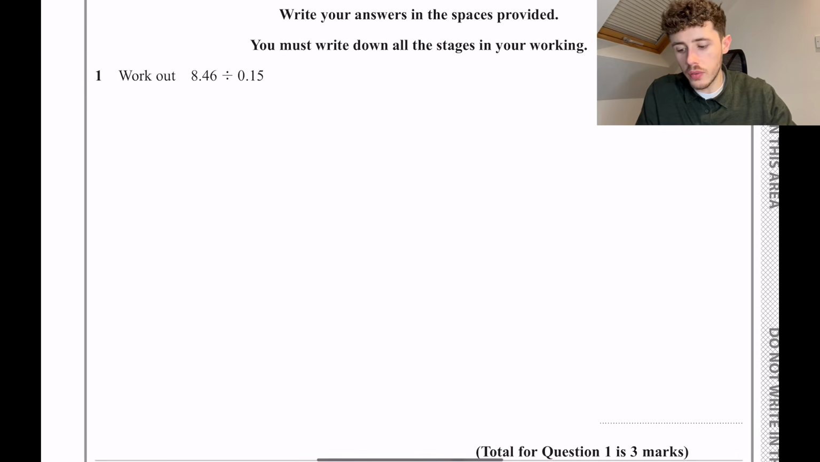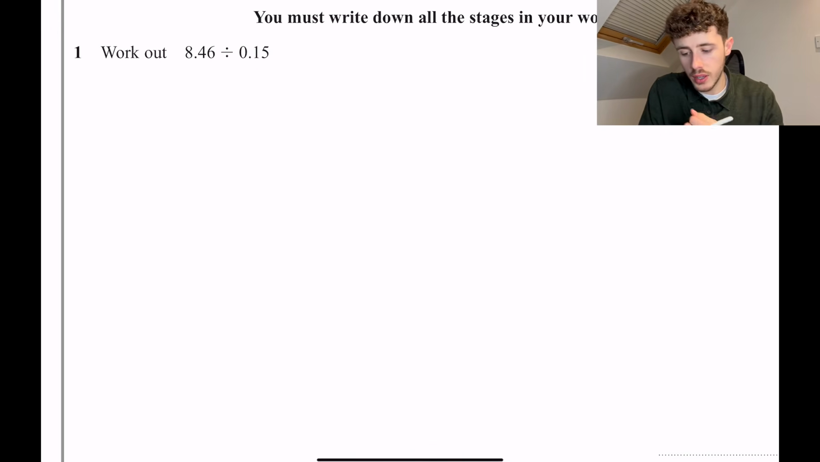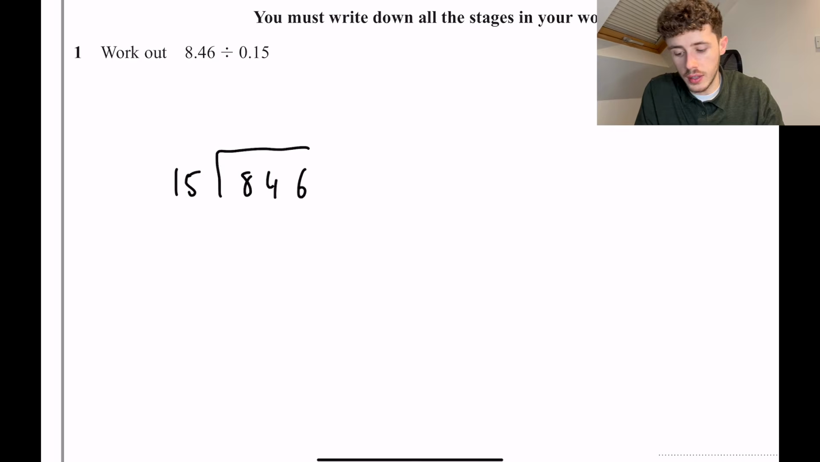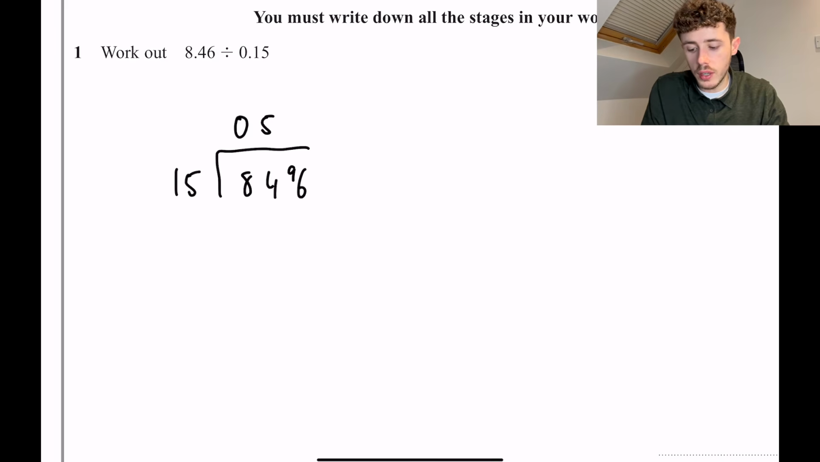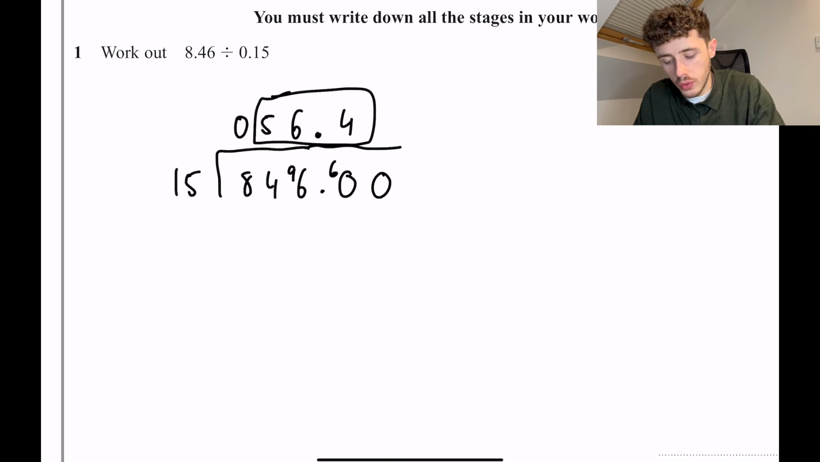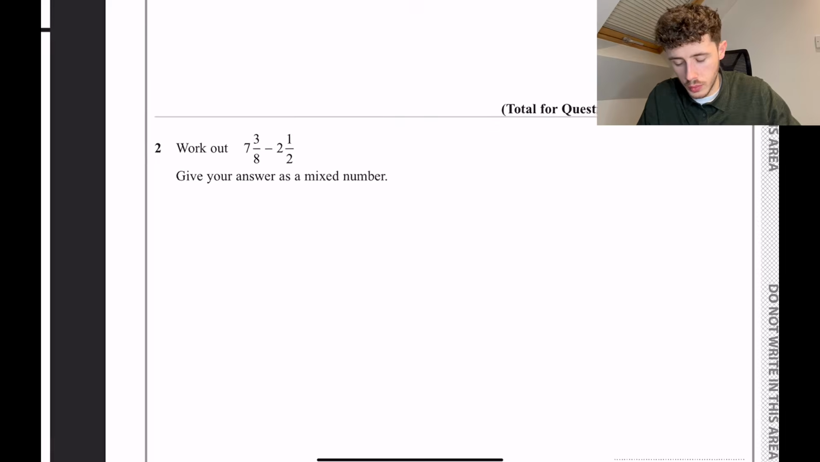Question number 1, 8.46 divided by 0.15. When we're dealing with decimals, we can multiply them both by the same number and we don't have to put them back afterwards. So 846 and 15. 15 does not go into 8, so that will be a 0. 15 does go into 84, that will be 5 times with 9 left over. From there, 15 goes into 96 6 times with 6 left over. So if we put some point zeros here, 6 is going to go in there, and we're going to be left with 56.4 as our final answer for the first one.